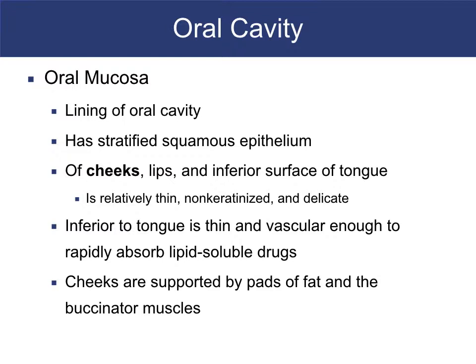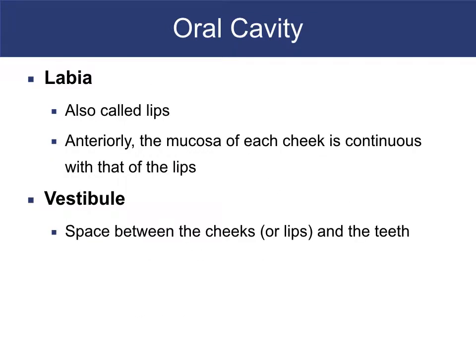Our cheeks have little pads of fat in them, and the buccinator muscles are the chewing muscles that we have out there as well. You remember those guys, don't you? The labia are called the lips. The lips, these lips right here.